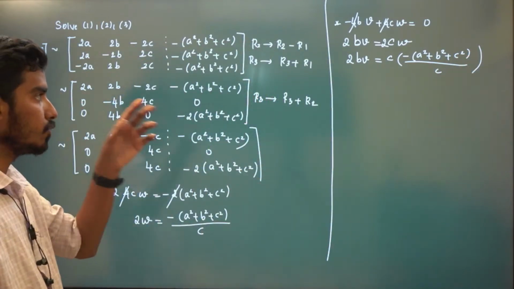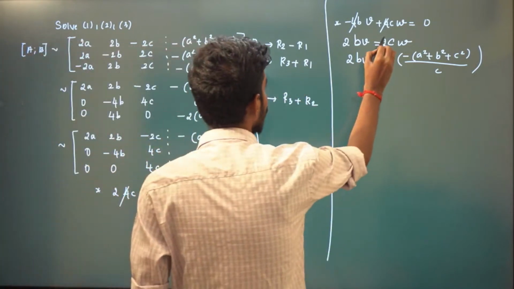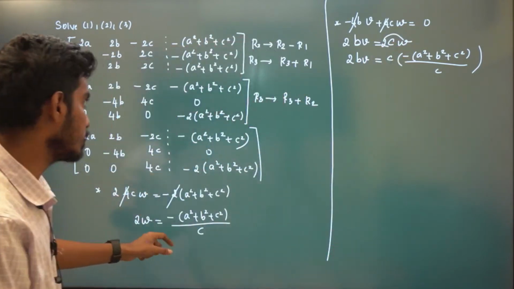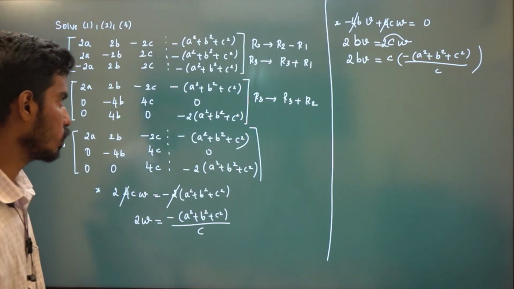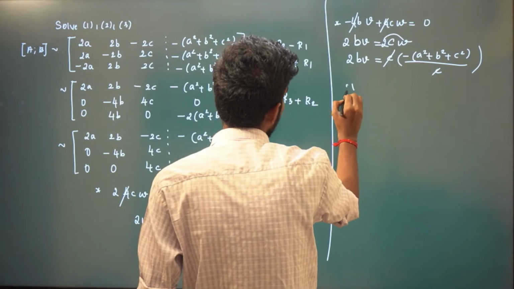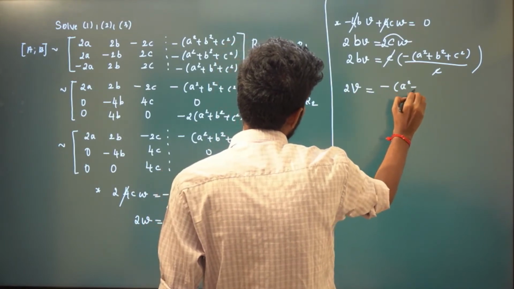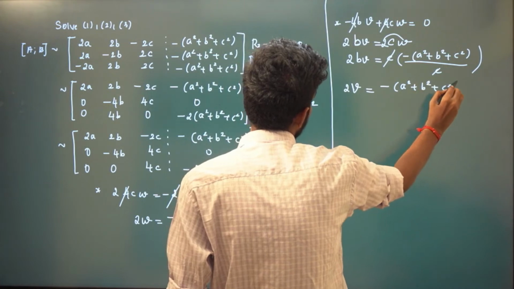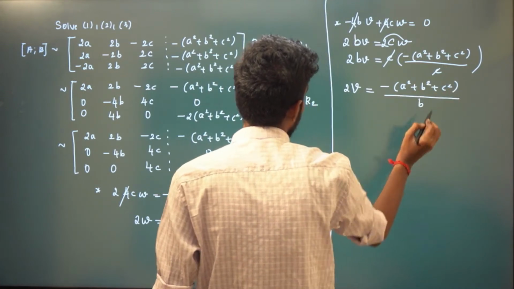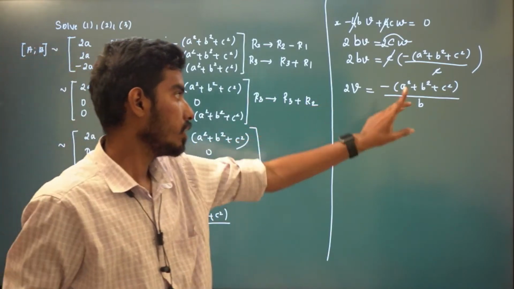I'm just multiplying 2. So we will have 2B is equal to, and instead of 2W, I'm writing this as minus of A square plus B square plus C square by C. C, C will get cancelled. So we will have 2 times B is minus of A square plus B square plus C square divided by B. So you can see some pattern. If you have W, we have C. If I have B, I will have B.